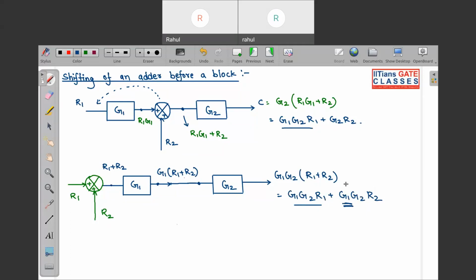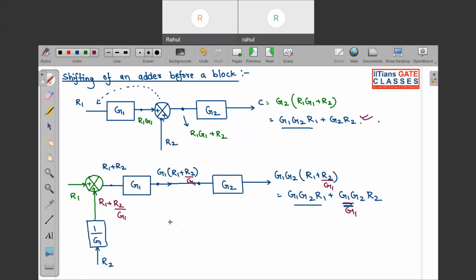So what should we do? Simply, if you add one block over here instead of R2, you add one block such that it is 1 by G1. And now if you give R2 as input to this block, now look what you get. You will be getting over here R1 plus R2 by G1. Over here it will be G1 times that, plus R2 by G1. Over here again R2 by G1. So this G1 will get cancelled over here. So you will again get the same result.